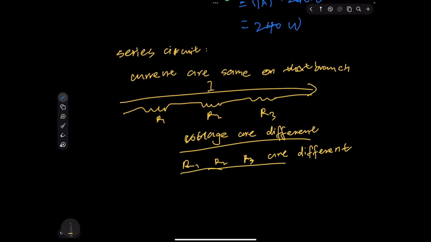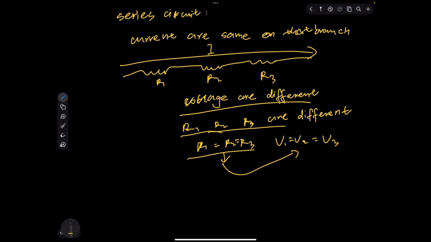If they have the same number, let's say R1 equal to R2 equal to R3, that will give us the same voltage. V1 equal to V2 equal to V3. Other than that, V1, V2, and V3 are different.